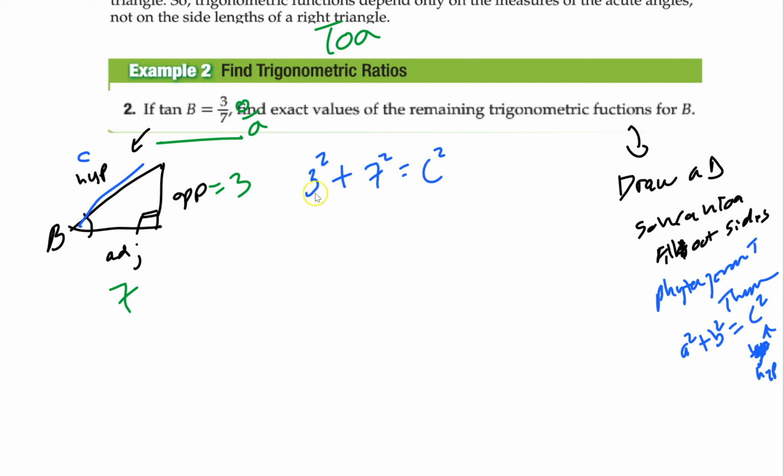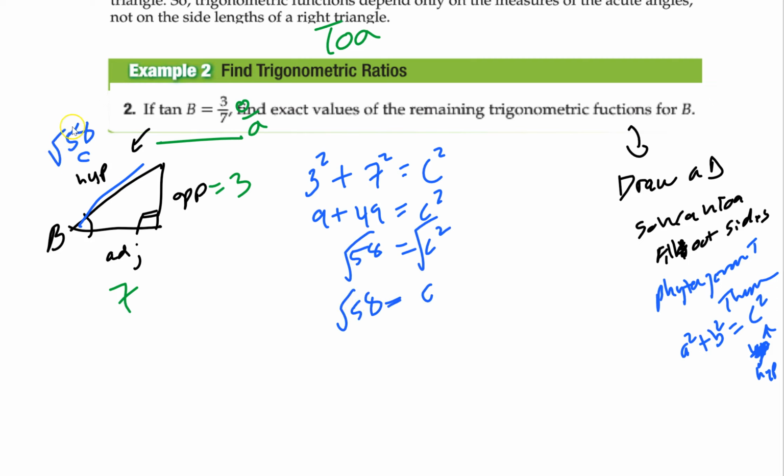I have this. I get 9 plus 49 equals c squared. So 58 equals c squared. Square root of 58 is my c. So now I have everything I need. I have all the sides.